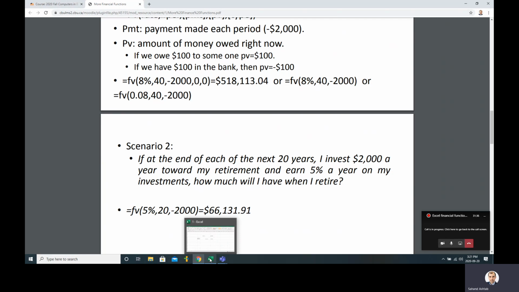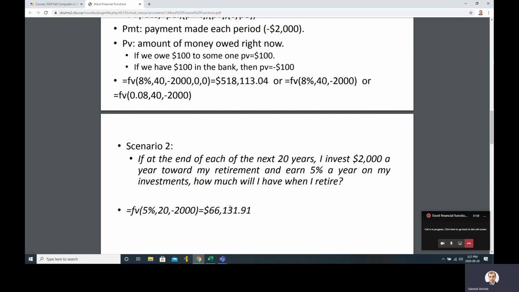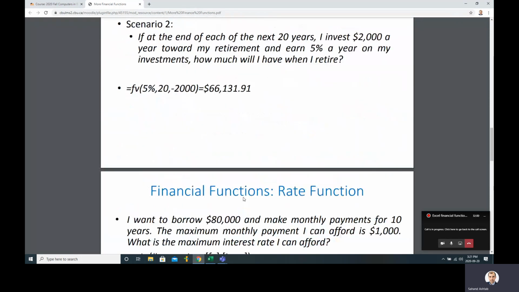So in this example, we are working with 5%. So equal FV, it is 5%, for 20 years, and the same payment, which is 2,000. PV is going to be 0, and type is also going to be 0. So what we get is 66,131, and that would be scenario 2.